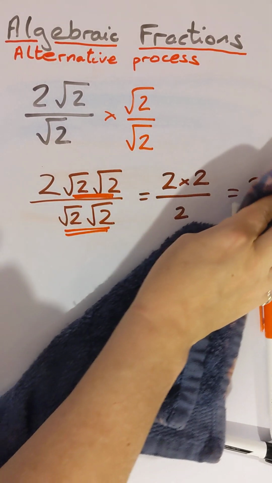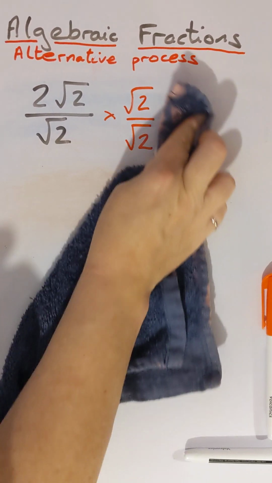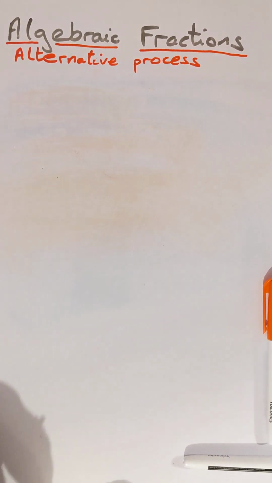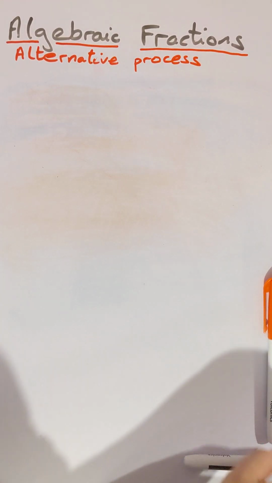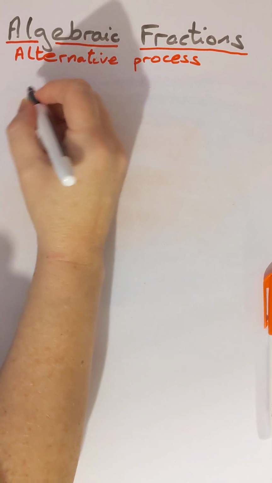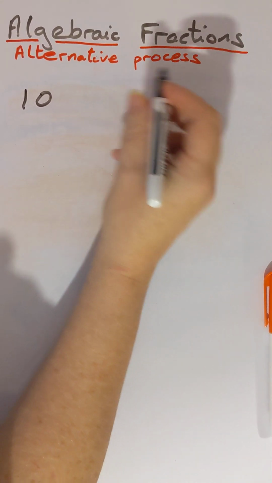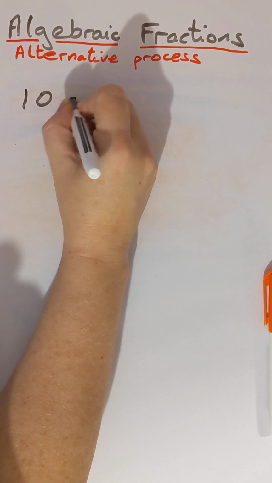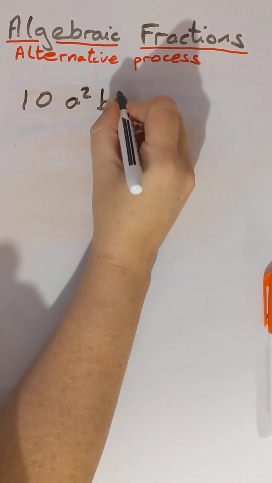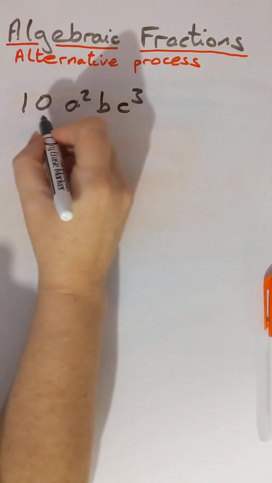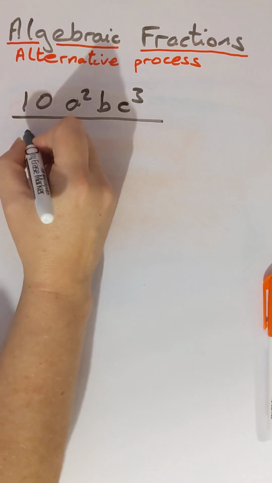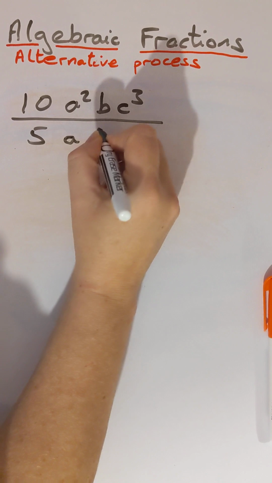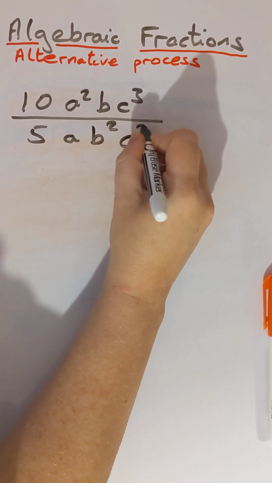Now, when I take that to a more complicated question, I'm noticing quite a few people starting to get confused. So if, for example, I have 10 a squared b c cubed over 5 a b squared c squared.